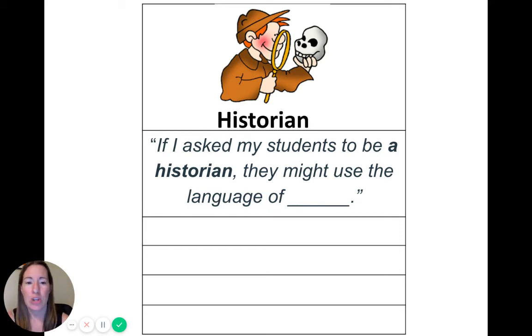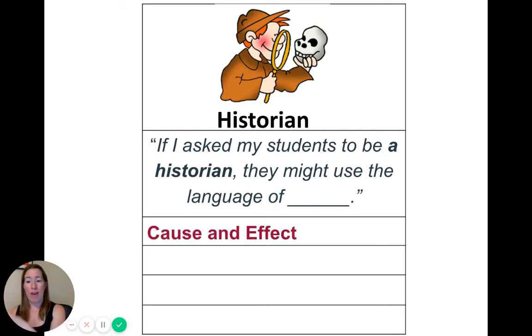If I asked my students to be a historian, they might use the language function of maybe cause and effect. Historians look at certain events or choices that governments or people have made, and then the effect of those events on other things that have happened in history. They might use the language function of analysis. They're going to look at historical things and analyze all of that and then apply it to something today.